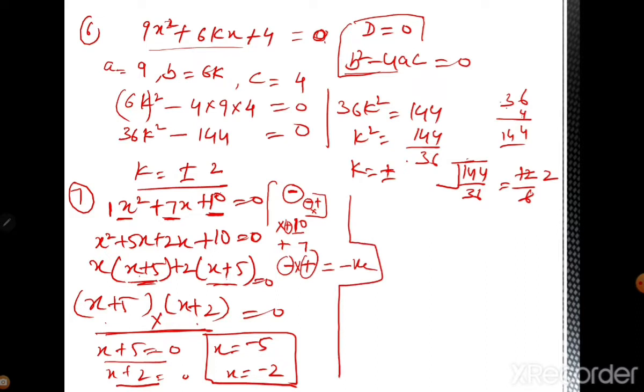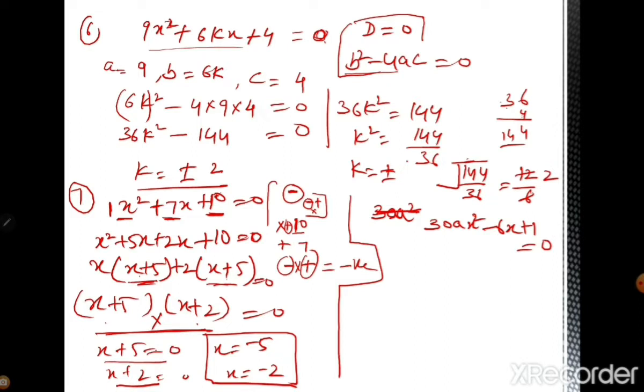Your next question, part of question number 7, is: for what value of a does the quadratic equation 30ax square minus 6x plus 1 is equal to 0 have no real roots? For what value of a does the quadratic equation 30ax square minus 6x plus 1 is equal to 0 have no real roots?